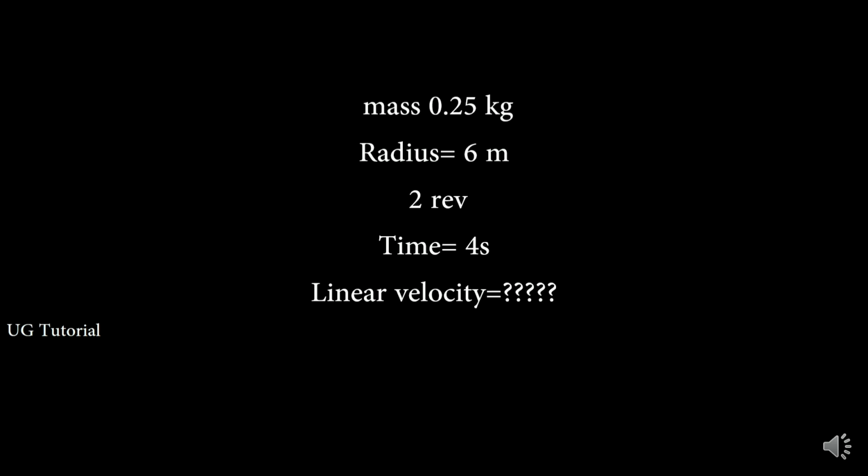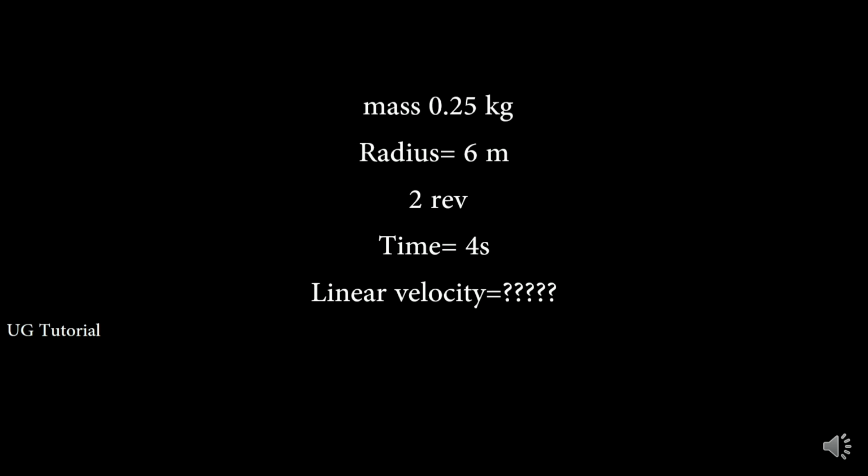So first thing you do is that our linear velocity, the formula we know for linear velocity is equal to w times r. But in that case, we have two unknown variables, which is our v, that is our linear velocity, and our w, the angular velocity. So how do we go about this?